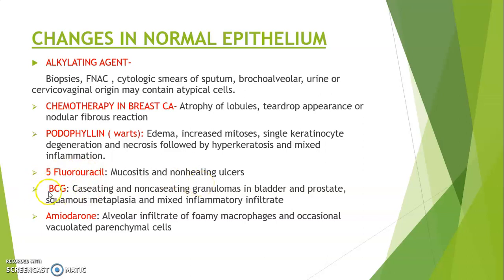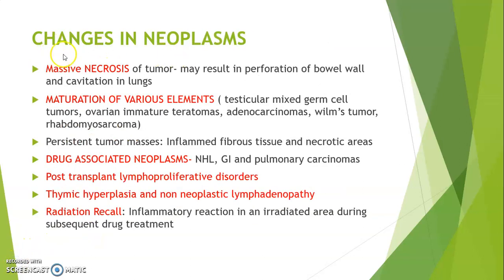5-fluorouracil will lead to mucositis and non-healing ulcers. The use of BCG will cause caseating and non-caseating granuloma in bladder and prostate. Squamous metaplasia can be seen and mixed inflammatory infiltrate is seen. The use of amiodarone will lead to alveolar infiltrate of foamy macrophages and occasional vacuolated parenchymal cells. Now, changes in neoplasms. They may cause massive necrosis of the tumor, may result in perforation of bowel and cavitation in lungs, maturation of various elements, persistent tumor masses.